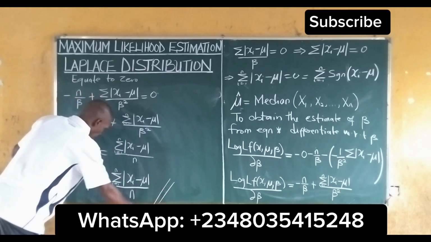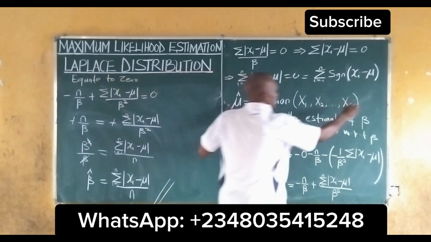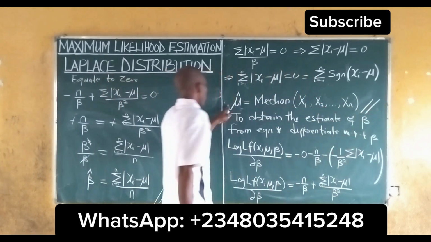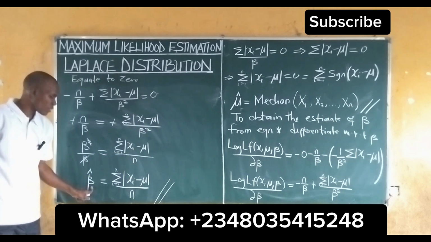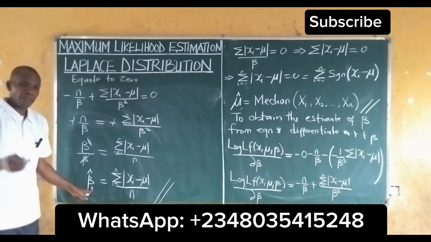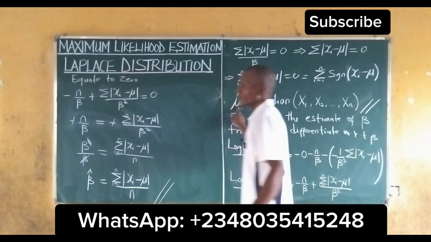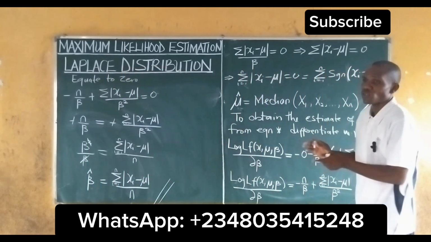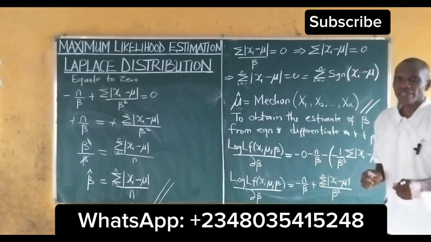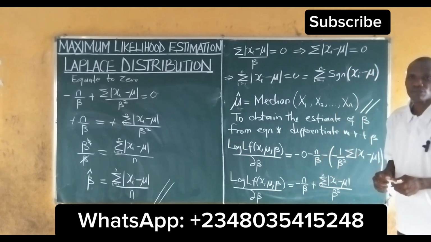So this becomes our estimate for beta, while this here becomes our estimate for the mean. Remember, this is our scale parameter, while the mean is the location parameter. So this is how to obtain the maximum likelihood estimation for the Laplace distribution.